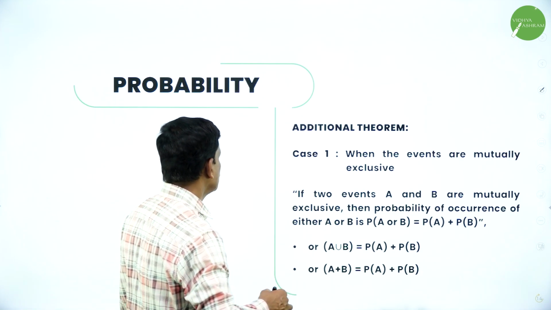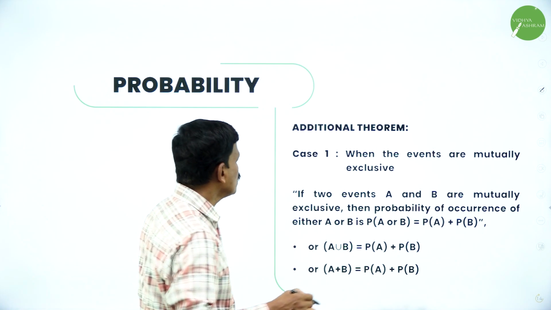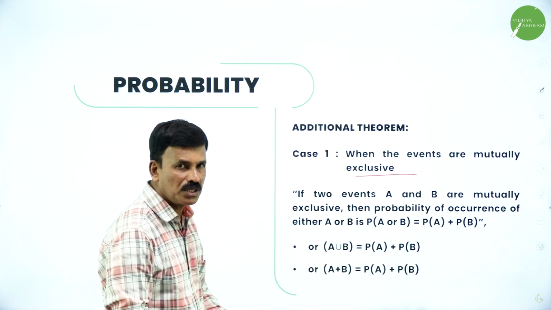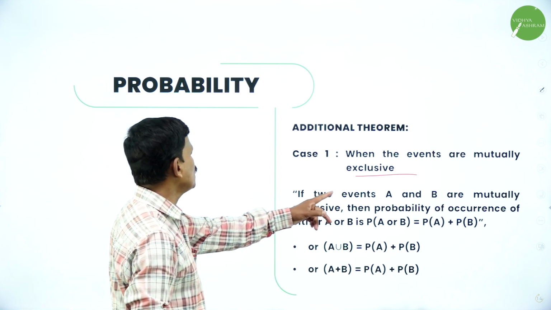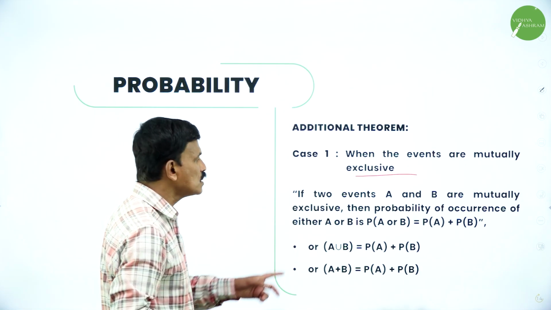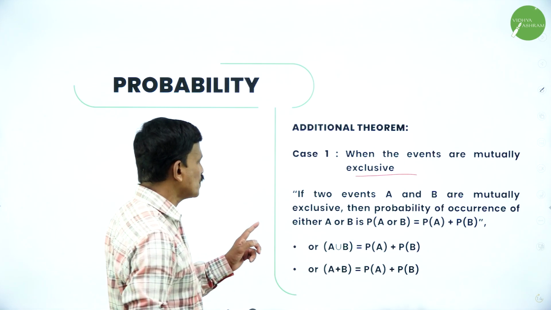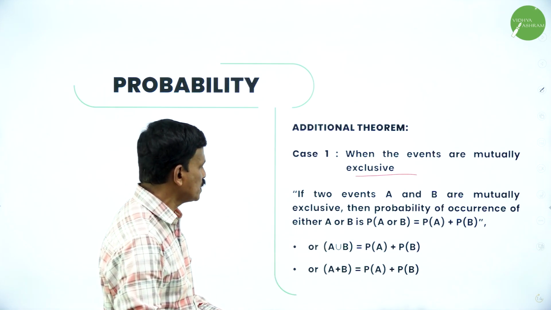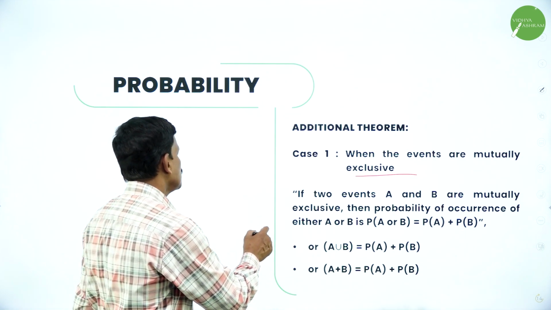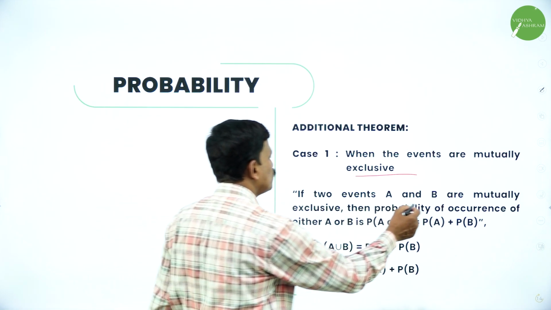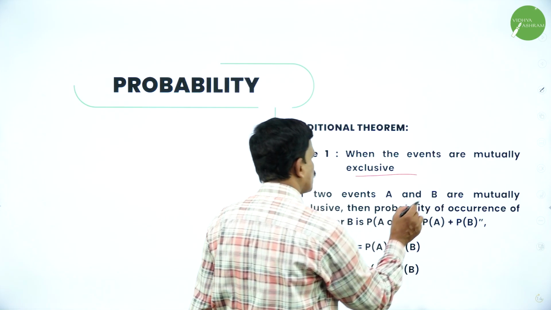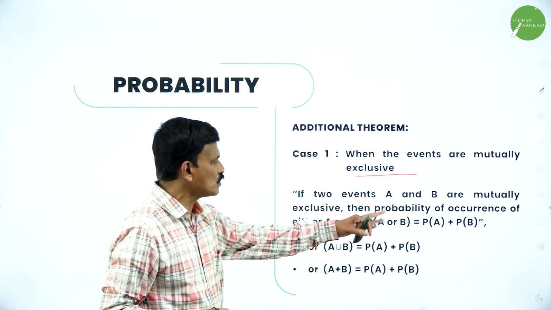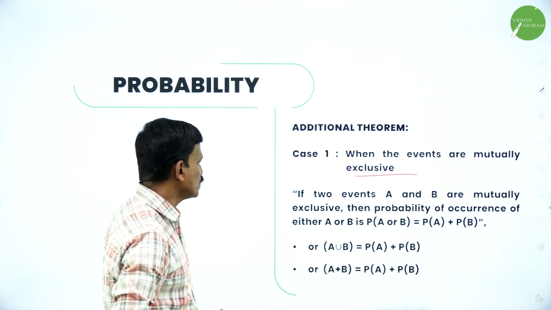Now, what is this addition theorem? Case 1, when the events are mutually exclusive. If two events A and B are mutually exclusive, then the probability of occurrence of either A or B is the probability of A plus the probability of B. That is equal to probability of A plus probability of B.